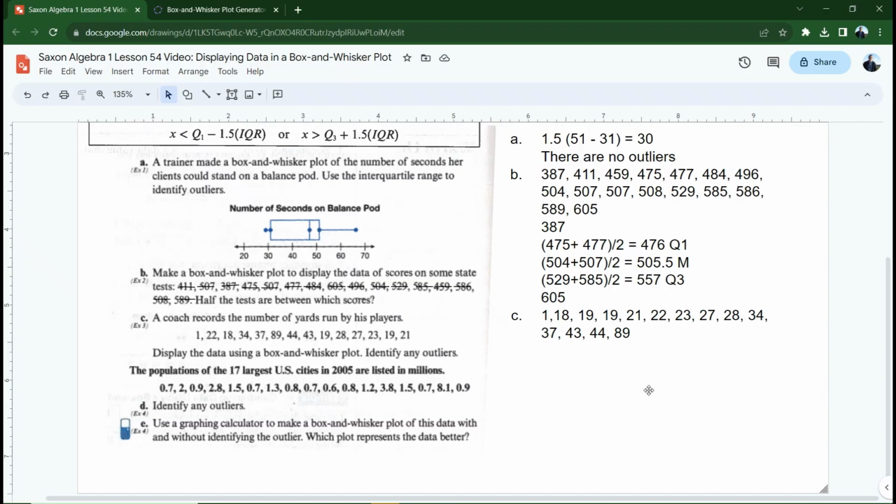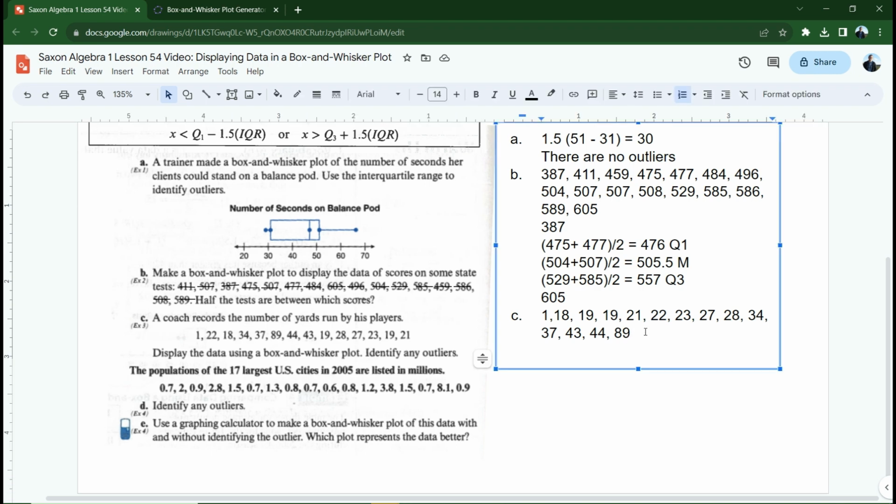All right, back to making another Box-and-Whisker plot. A coach records the number of yards run by his players, and he made this list, and I just went ahead and made this ordered list and put them from least to greatest right away. I wonder if there's going to be any outliers in this list. 1 could be an outlier because it's really, really small, and 89 could be an outlier because that's a really large run.